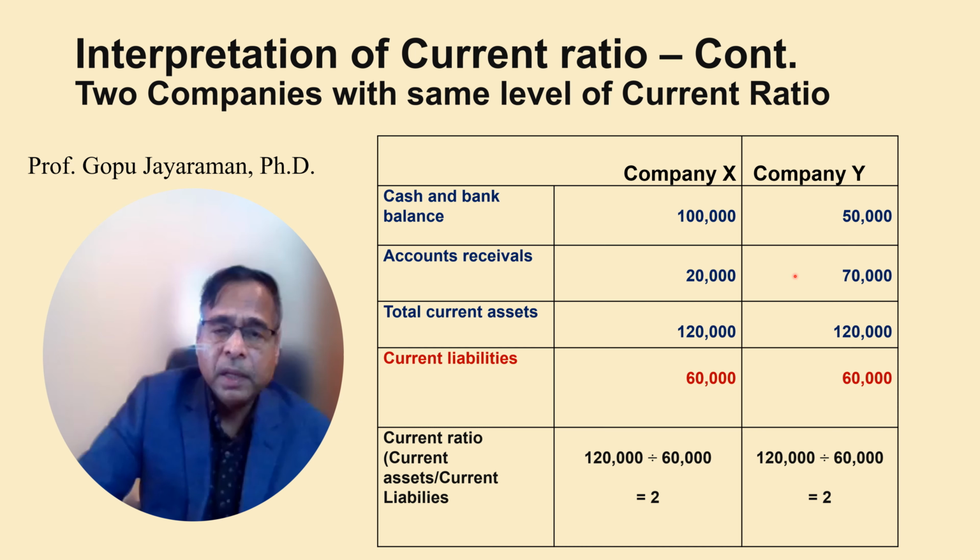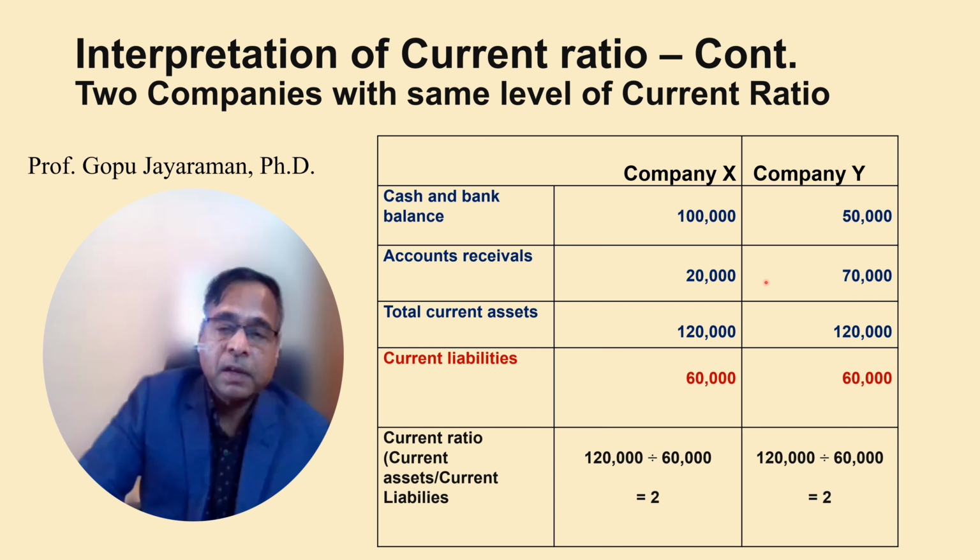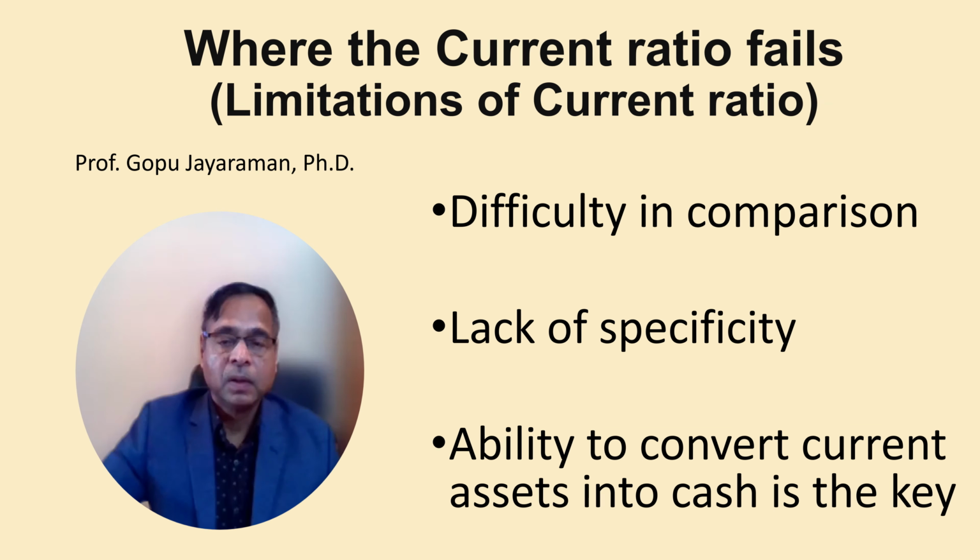So therefore, the conversion of these current assets into cash within the specific time is the real determining factor. So the current ratio of X is 2 like Y, but the real short-term liquidity condition of company X is better than Y because company X has more liquid assets than Y. The current ratio is widely used by financial analysts and stock market analysts to know the real financial condition, particularly the short-term position of the company.